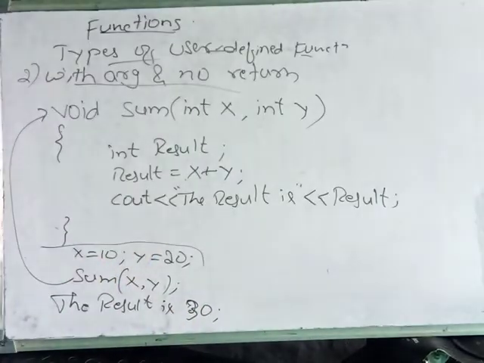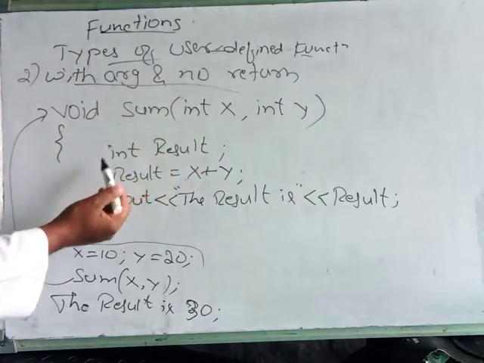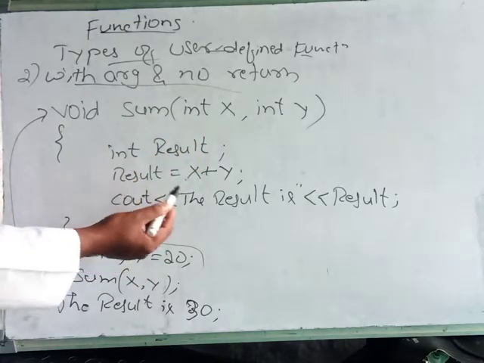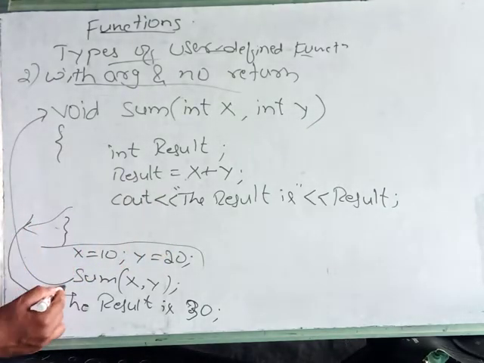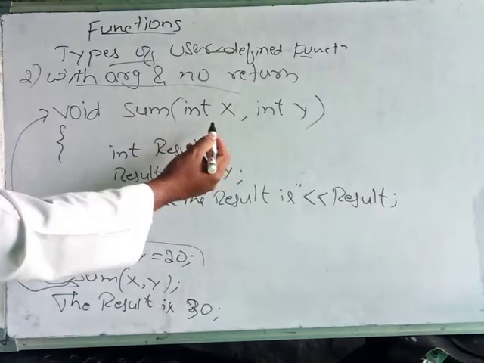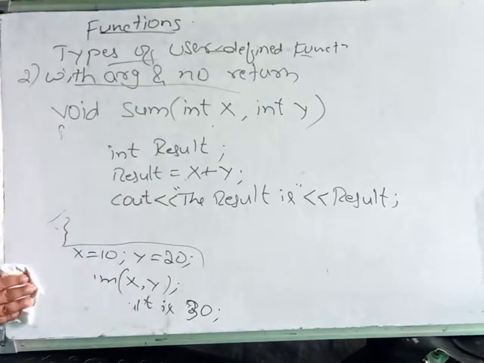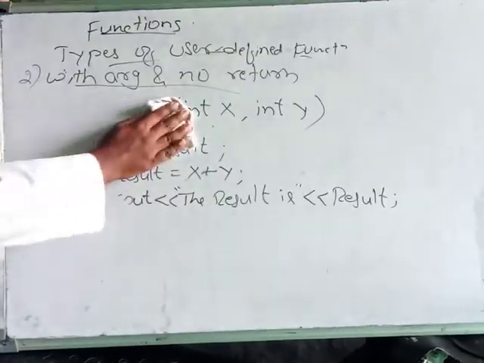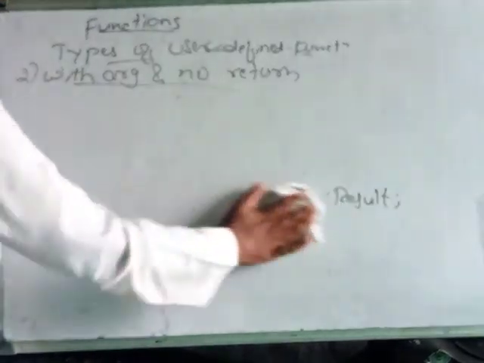It is not returning any value here. It just takes the parameters, performs the action, then displays the result and comes out of the function. It will go back to the calling function. The remaining code will be executed in the calling function. Clear? This takes arguments but has no return value. This is an example for that. Now we will see another example, with no arguments but some return value.